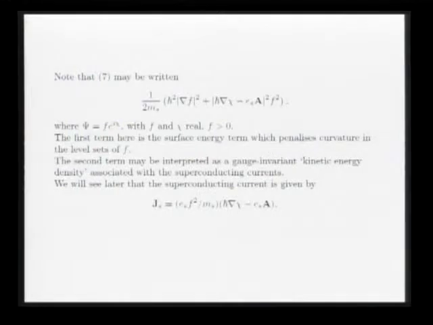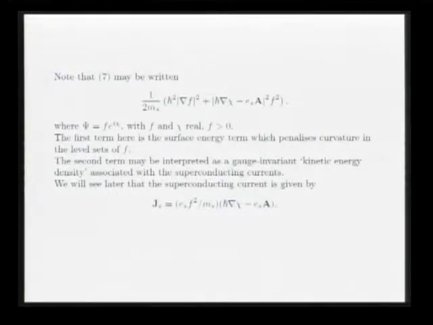Another way to interpret that energy is to split it into two components. If I decompose this order parameter into a modulus and a phase, where I'm going to call the modulus F and the phase chi, then you can write that energy as two terms, one of which is just the gradient of the modulus squared, and the second involves the gradient of the phase combined with this magnetic vector potential. What do these two correspond to physically? The first one is again just penalizing curvature in the level sets of F, so it's penalizing gradients in the modulus. And the second one you can think of as a kinetic energy, if you like, of the superconducting electrons.